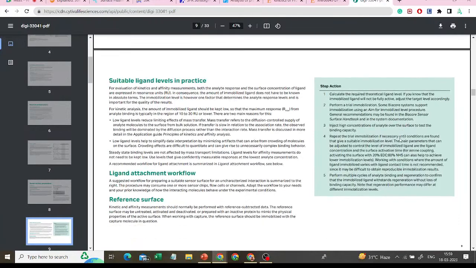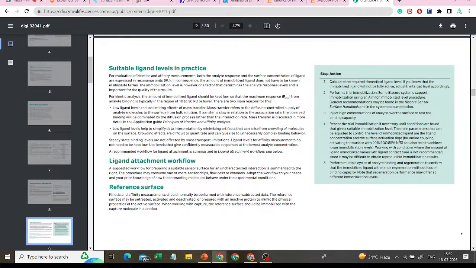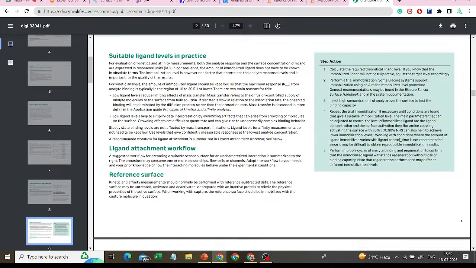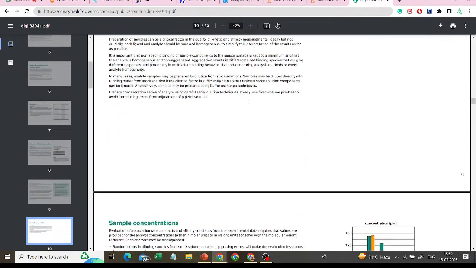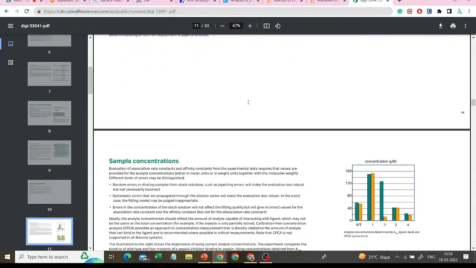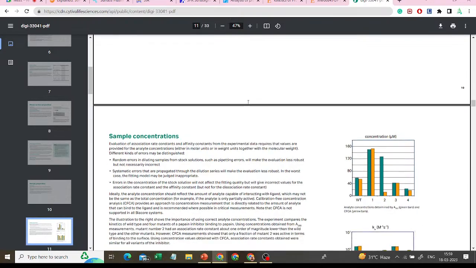The suitable ligand levels in your practice. Then the ligand attachment workflow, in resonance units. Go through it for understanding the technicalities and all the technical terminologies.